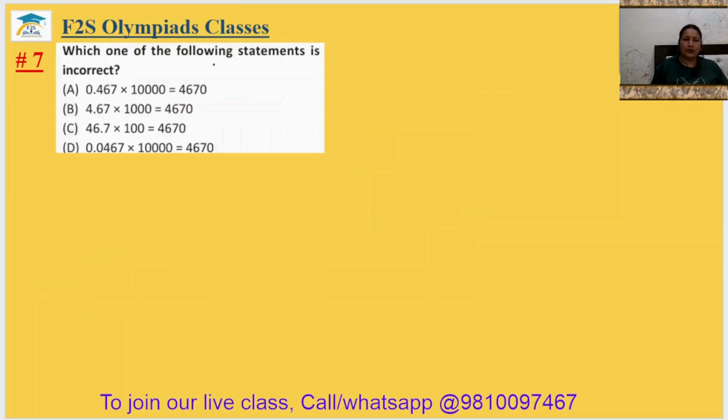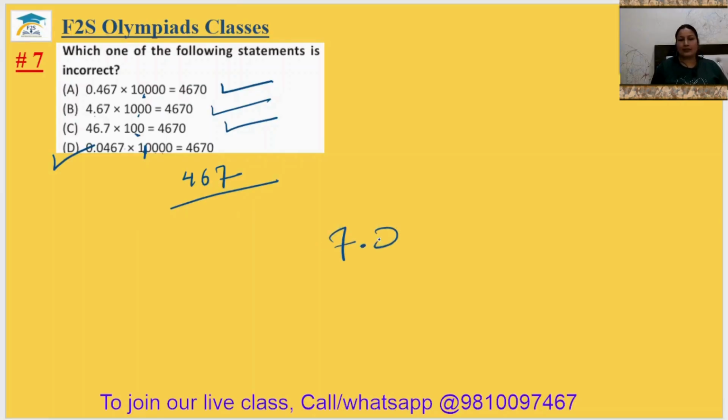Question number 7. Which one of the following statements is incorrect? So there is a decimal point before 3 digits, so it will be 4670, correct. Decimal before 20, so 4670, correct. Decimal 1 digit to 1 digit, 4670, correct. Decimal before 40, so it should be 467 only, no 0 will be there. So option D is incorrect. The seventh answer is option D.